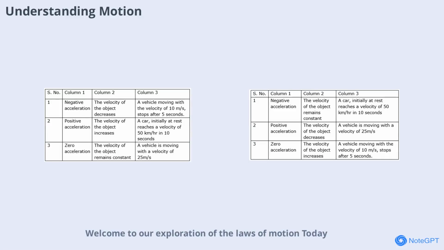Welcome to our exploration of the laws of motion. Today we'll break down fundamental concepts that govern how objects move and interact. We'll start by looking at velocity time graphs, which visually represent how an object's speed changes over time. These graphs help us understand whether an object is accelerating, decelerating, or moving at a constant speed.